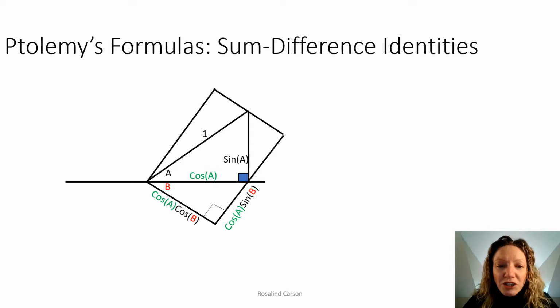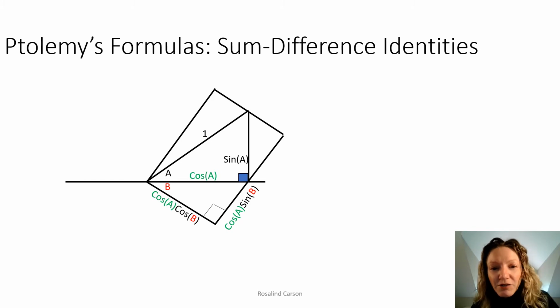So I labeled the picture, I labeled the hypotenuse in green so you can just see the formula. Adjacent side is hypotenuse cosine A times cosine B. And the opposite side is hypotenuse times sine B. Hopefully the color coordination helps you see it.